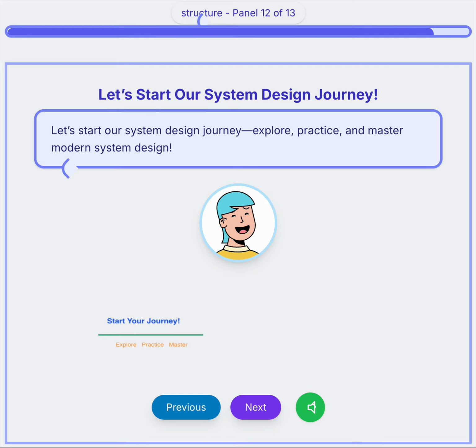Let's start our system design journey, explore, practice, and master modern system design.